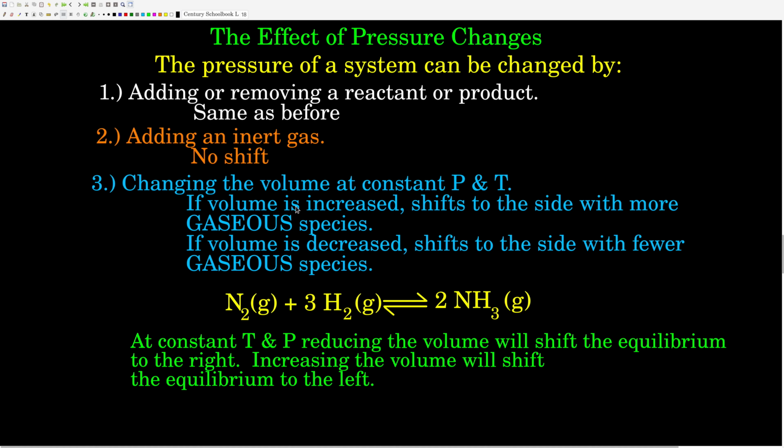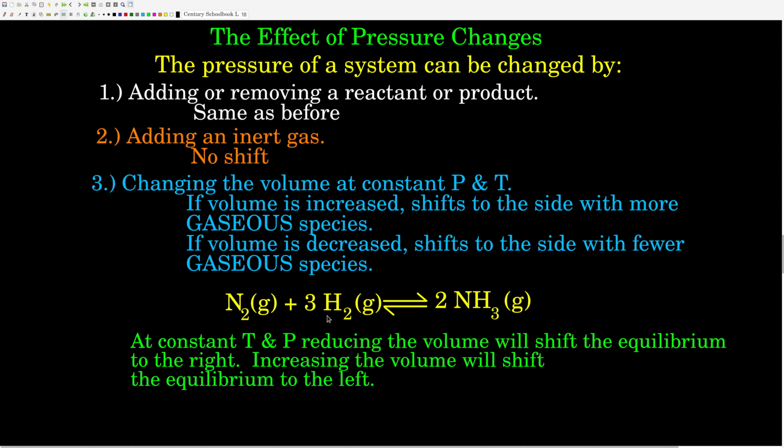But if we increase the volume, we're going to shift to the side with more gaseous species. So it makes sense. If we increase the volume, there's more room, so we're going to allow more of the gases to exist. On the other hand, if we squeeze it, if we decrease the volume, the equilibrium is going to shift to the side that has fewer gaseous species.